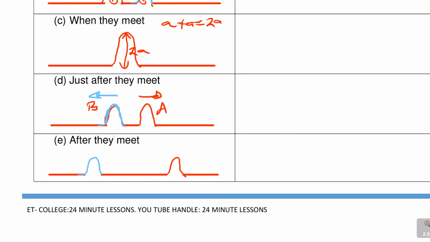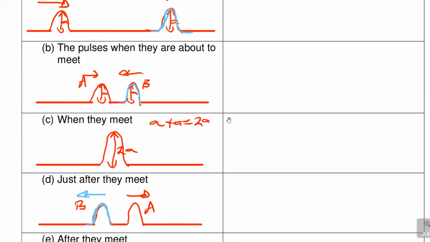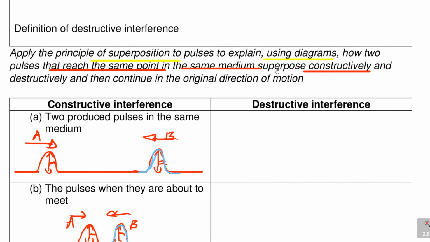Do you see how it's like... And where is B going? B is going this direction, and this one is going this direction. So that is the pulses, how they say here, constructively, and then they continue. It says how pulses reach the same point at the same medium, superpose constructively and destructively, and then continue.